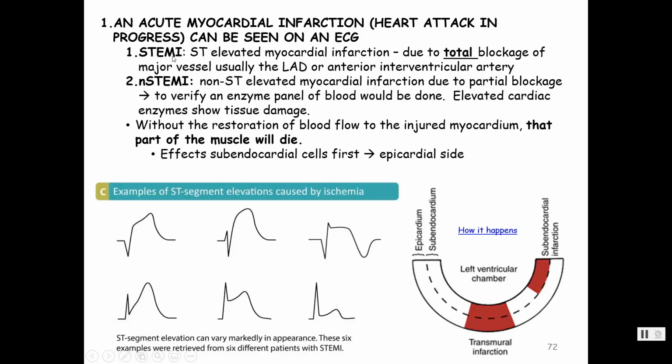So STEMI, maybe you heard STEMI, that stands for ST-elevated myocardial infarction. And this is usually due to a total blockage of a major vessel. The number one is that left anterior descending artery or that anterior interventricular artery. And so remember QRS, and normally we get a flat line and a T wave. So this is a really easy one, there's different ones, but the ST is elevated off that baseline. So that's what a STEMI is.